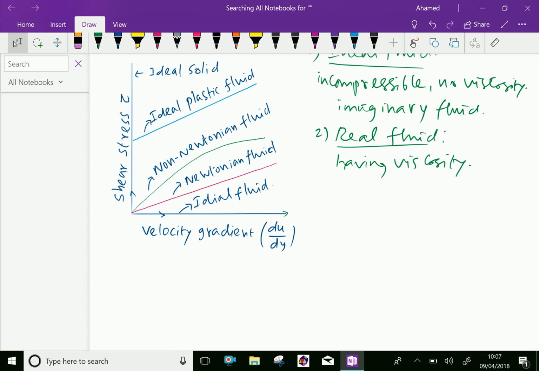Next, third one, Newtonian fluid. A real fluid in which the shear stress is directly proportional to the rate of shear strain or velocity gradient is known as Newtonian fluid. It means it obeys Newton's law of viscosity.